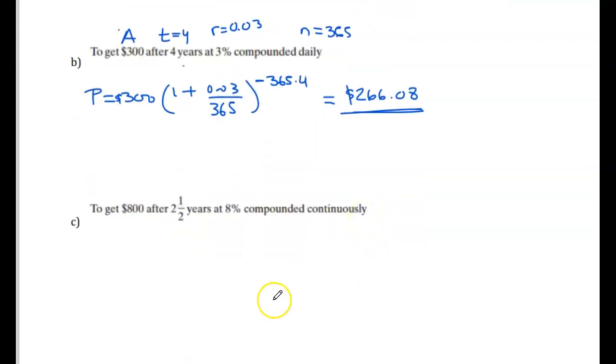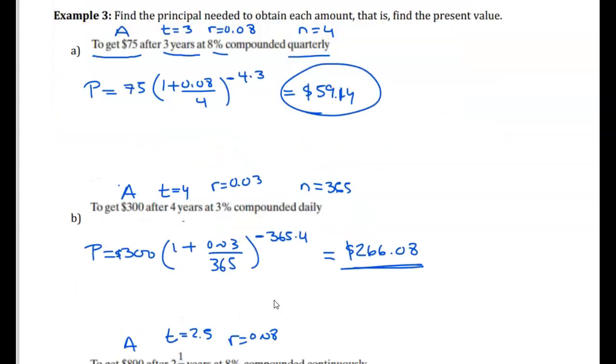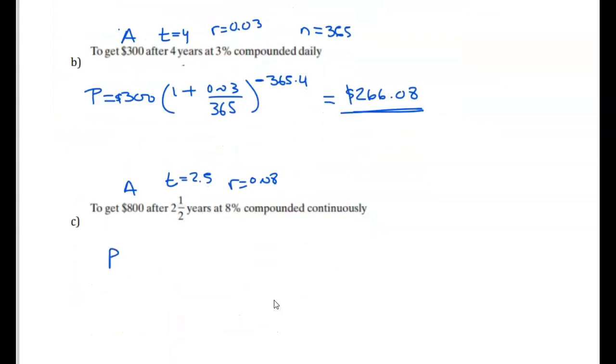All right, let's look at one with continuous compounding. So the amount I want to get is $800. The time is 2.5 years. Rate is 0.08. Okay, so this formula, we need this one. So the principal equals the amount, e to the negative 0.08 times 2.5. All right, let's plug it in.